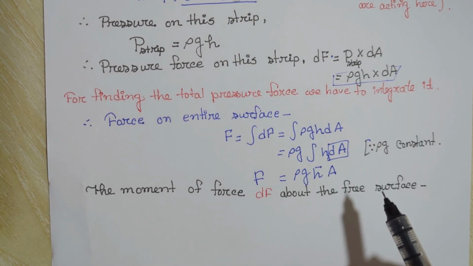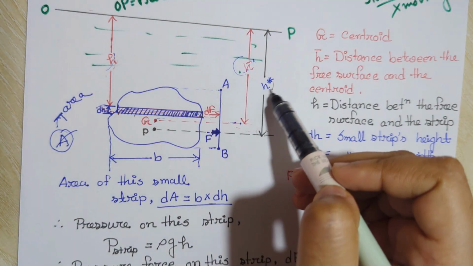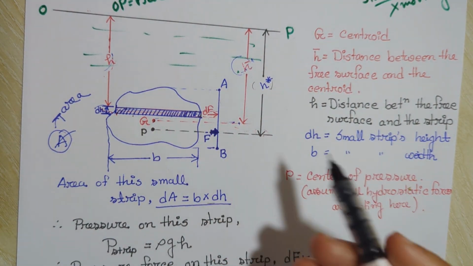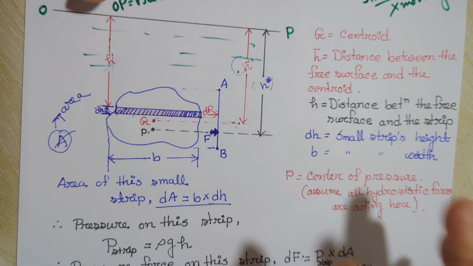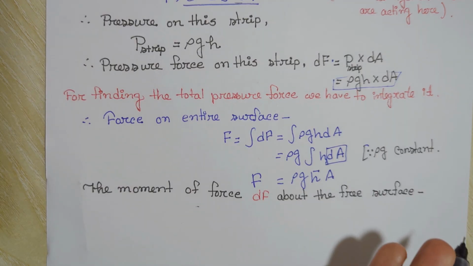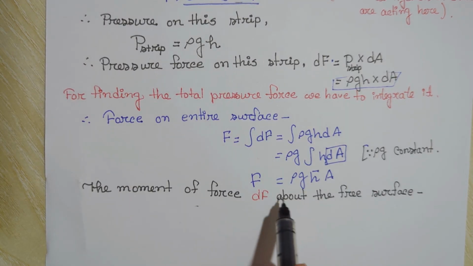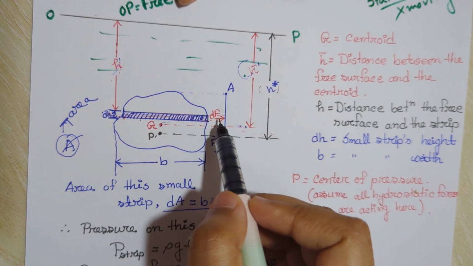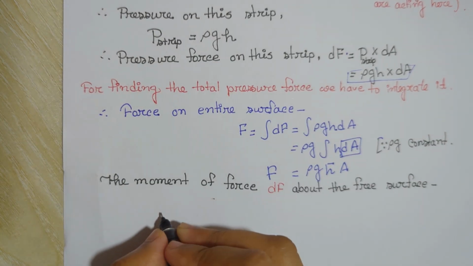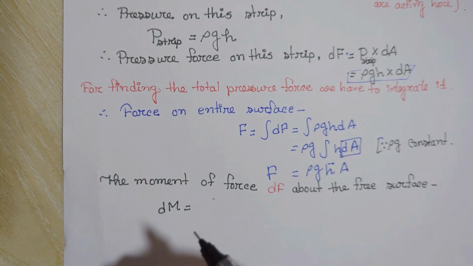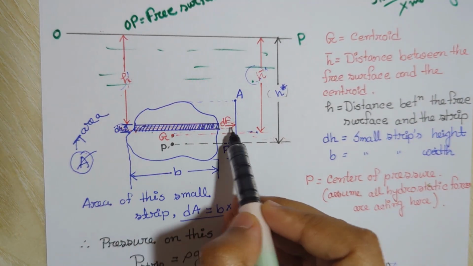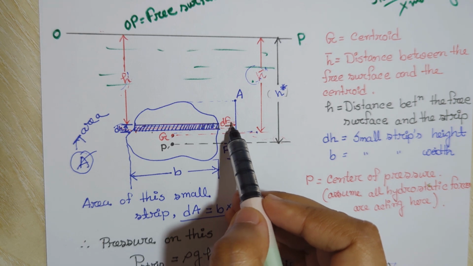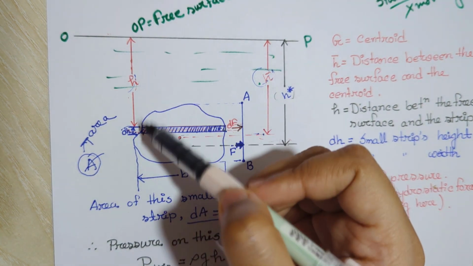Here we find the total pressure force, but we have to find out this h bar because the total pressure will work under the h bar distance, and we have to find this specific point where our total hydrostatic force will work. So now we will find out the moment of the force dF about the free surface. At first, let's take the moment of this small strip, which is dM. We know that moment equals force into shortest distance. This is dF into h. We are finding the moment for this small strip. For this small strip, the force is dF and the distance from the free surface is h.